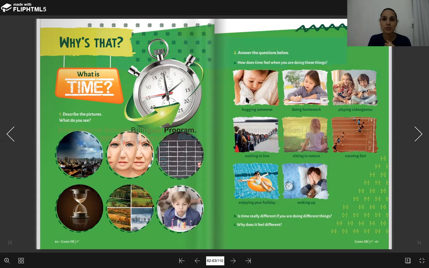Na página 61, vocês têm algumas atividades aqui. Hugging someone, doing homework, playing video games, waiting in line, look at the line, sitting in nature, running fast, enjoy your holiday, and waking up. What I want you to do is, how does time feel when you're doing these things? I want you to think, if you do these things in your opinion, does time feel fast or does time feel slow? Very slow. So what do you think?